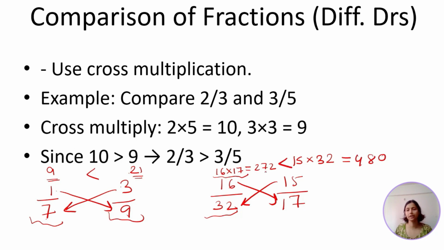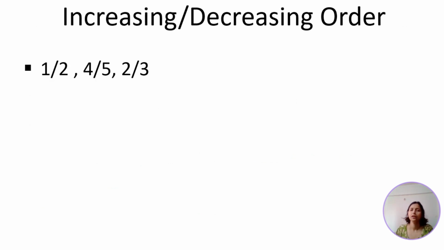So 480 is greater than 272. So 15 by 17 is greater than 16 by 32. Now suppose I have more than two fractions, what do I do? I have to compare 1 by 2, 4 by 5 and 2 by 3.